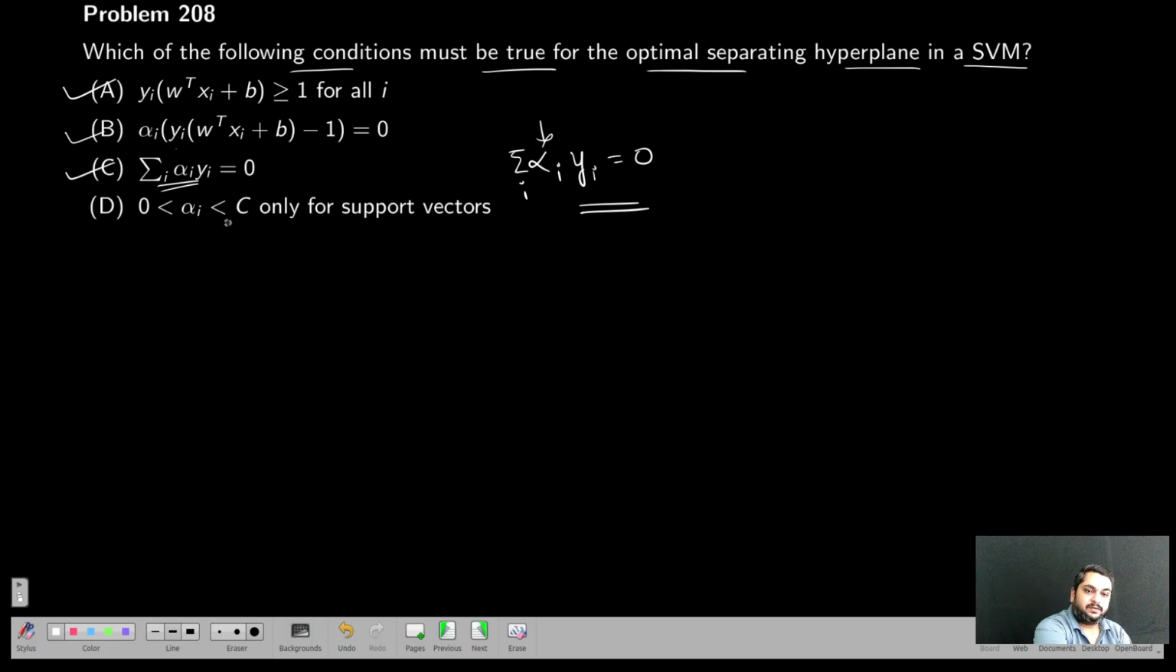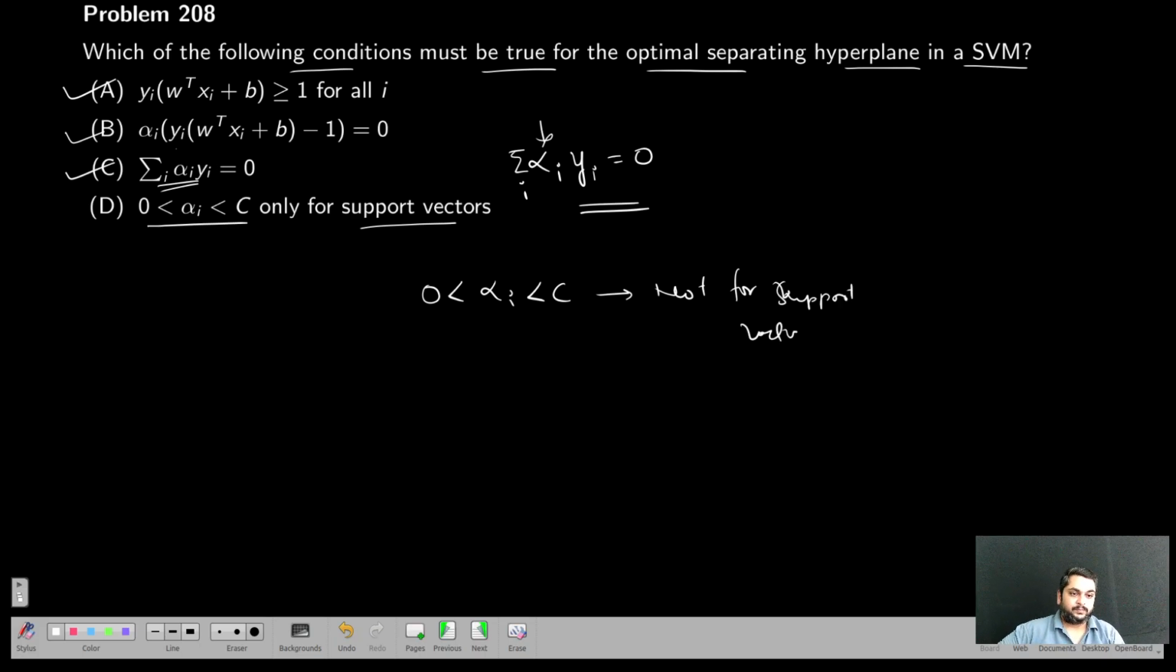0 is less than alpha is less than C only for support vectors. C here is coming from your soft margin. So what exactly does this mean? 0 less than alpha i less than C is not for all support vectors, because alpha i equal to 0 indicates non-support vectors. So this cannot be greater than 0. This is not true.